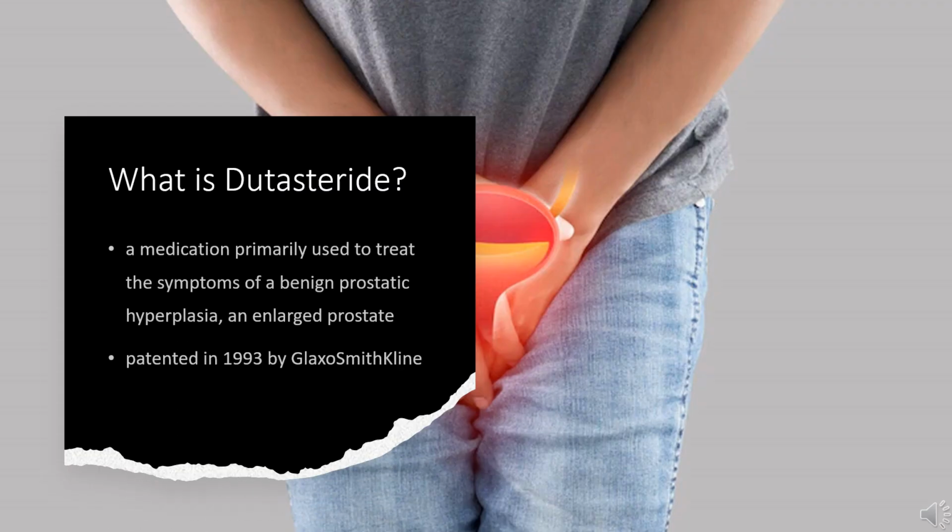What is dutasteride? Dutasteride, sold under the brand name Avodart among others, is a medication primarily used to treat the symptoms of benign prostatic hyperplasia, an enlarged prostate not associated with cancer. A few months may be required before benefits occur. Dutasteride was patented in 1993 by GlaxoSmithKline and was approved for medical use in 2001. In the United States and elsewhere, it is available as a generic medication. In 2018, it was the 291st most commonly prescribed medication in the U.S. with more than 1 million prescriptions.